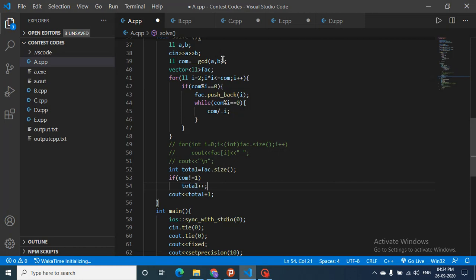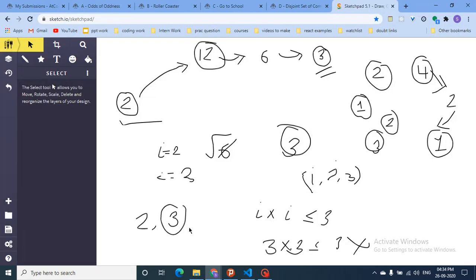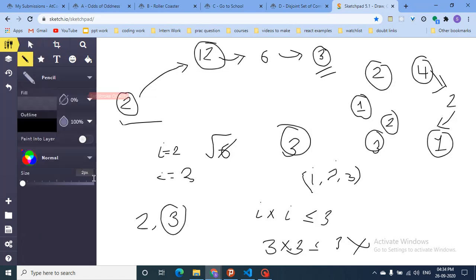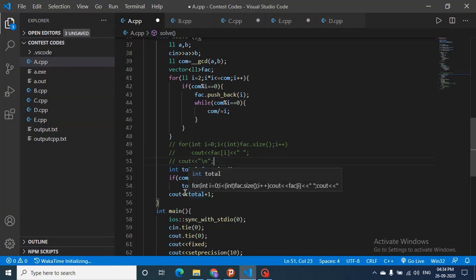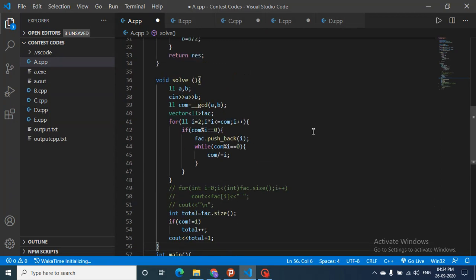So I have to find out the total number of factors, which I will store in total. I also check that if the final value of this comp after all this calculation is not equal to 1, I will also increment this total. And in the end, I have also told that I have not calculated 1 as the answer, because I have to also add 1 in this total set. So I have to also increment 1 in the end, because the total size will be 1 plus the total answer. And that's the simplest explanation for the fourth problem.